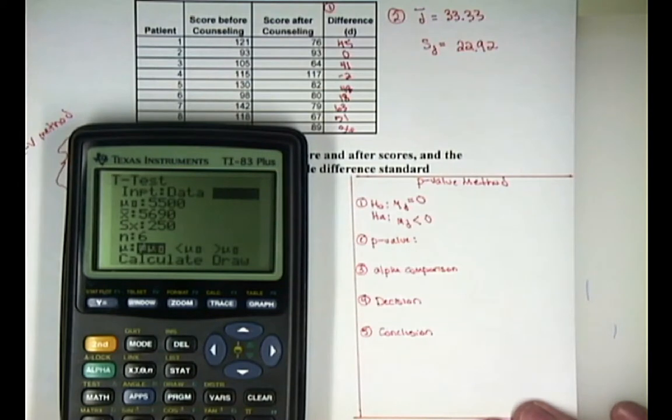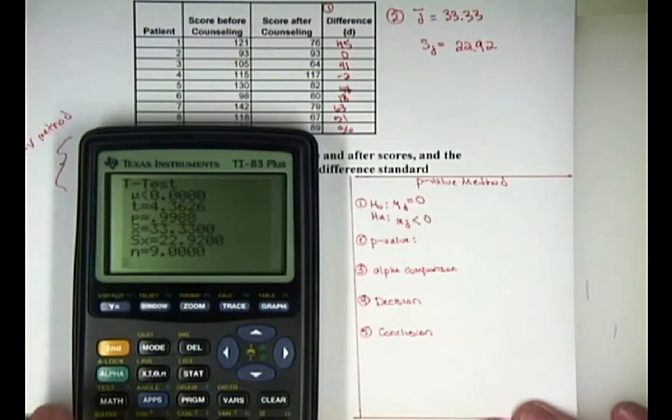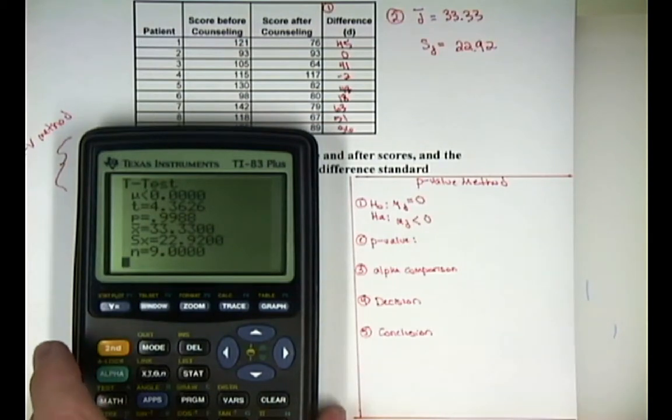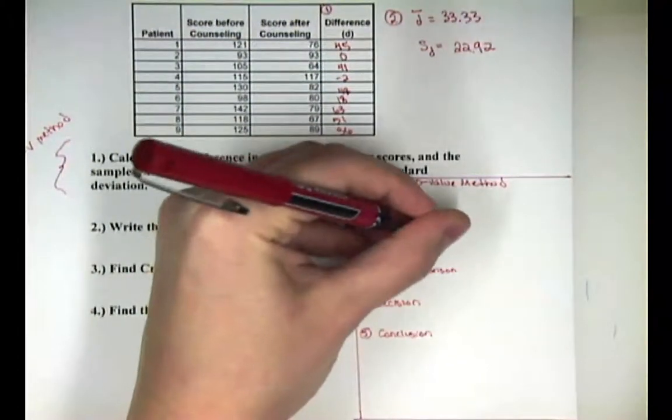And I'm going to select to use statistics. Mu is 0, x bar is d bar, 33.33. Standard deviation of x is standard deviation of d, that's what we're using, 22.92. N was how many patients we had, and we had 9 patients. And the alternative hypothesis, we wanted to see if it would reduce anxiety, so we need a less than symbol. We're ready to calculate. I have a p-value of 0.9988. So we'll write that down from our calculator.